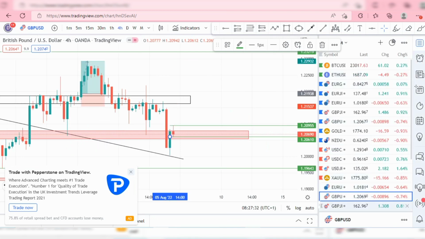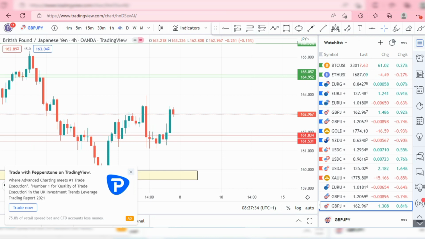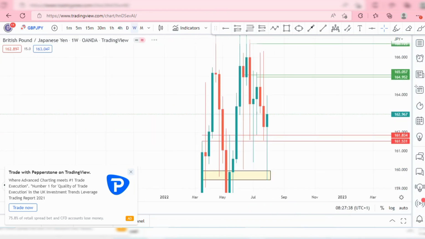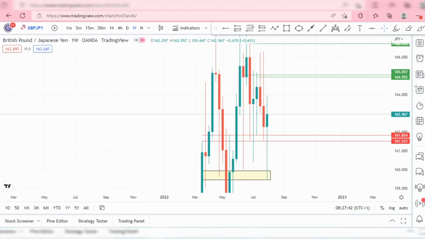Next, I'm going to talk about my analysis for GBP JPY. And again, I'll start off with the weekly time frame and then work my way down to the 4 hour time frame.